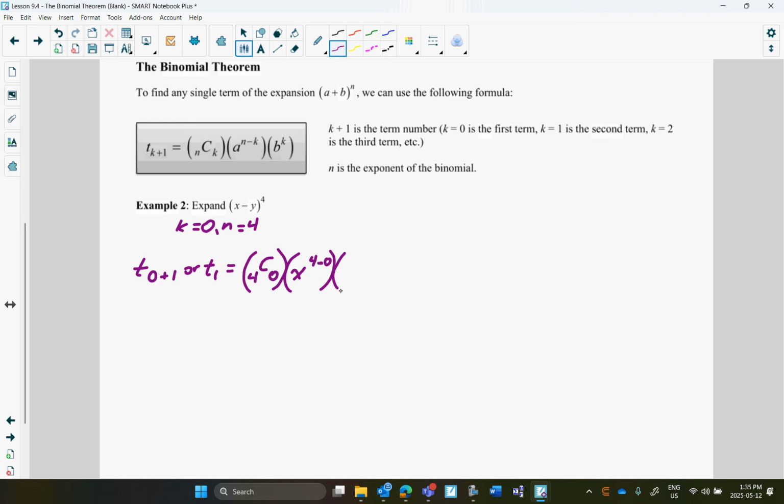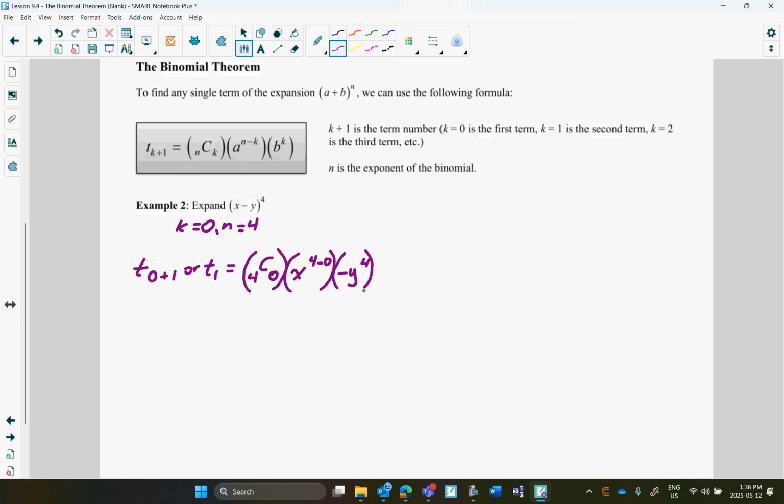Here's where you've got to be careful. This one, B, is negative y, right? Because it's minus y. So it's negative y to the k, which is 4. 0. Wait. Yes, 0. What am I doing?